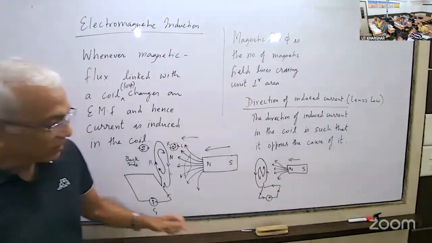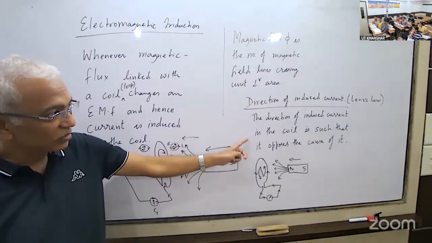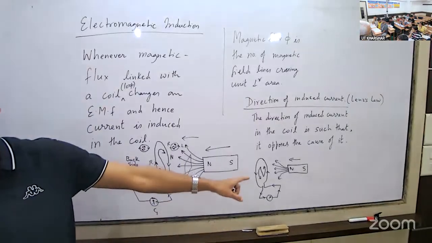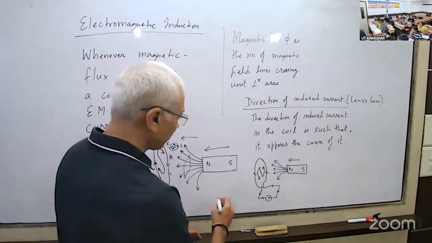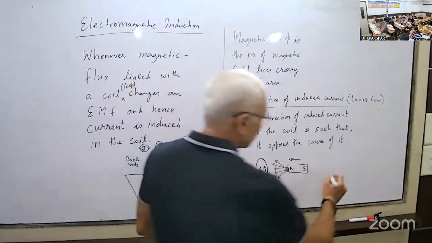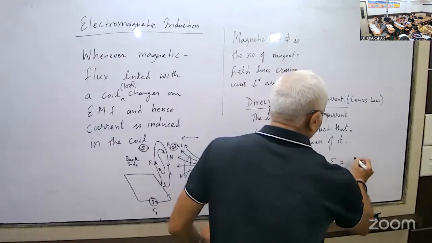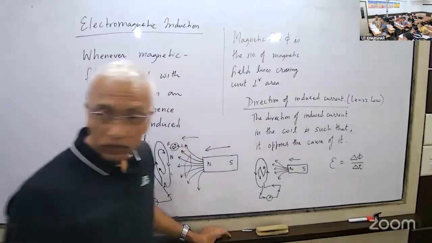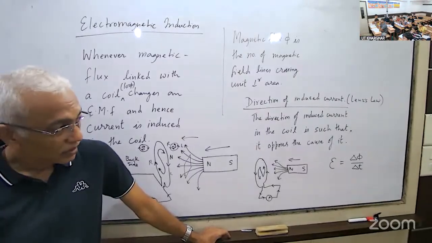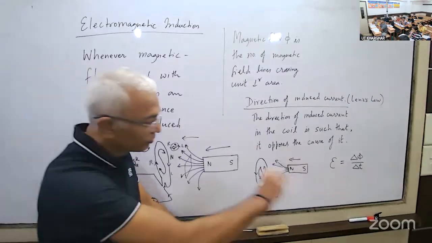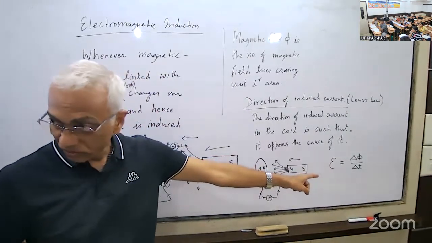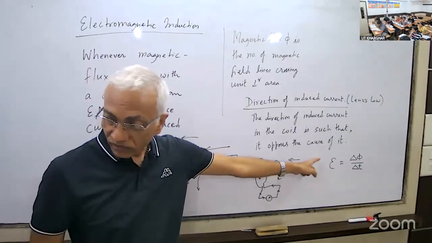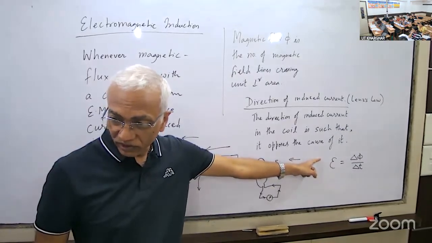So you have to only understand that the direction of induced current in the coil is such that it opposes the cause of it. What is causing this current? The changing magnetic flux. So there is a law: the EMF induced is equal to the rate of change of flux. Like if you move it fast, d phi by dt will be more. This is nothing but Faraday's law of electromagnetic induction, written mathematically.